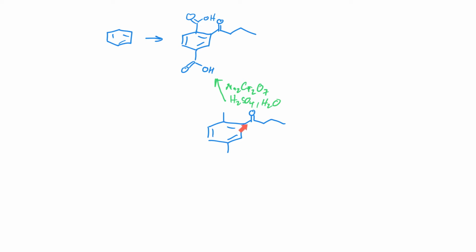Could I install the acyl group from 1,4-dimethylbenzene? And I think I could. These are both activating groups. They will both direct ortho-para, so they're kind of in conflict with each other. But really each one of these four positions on the ring, because we would have a highly symmetrical ring, would be equivalent. So I think it should be no problem to do this Friedel-Crafts acylation from dimethylbenzene.